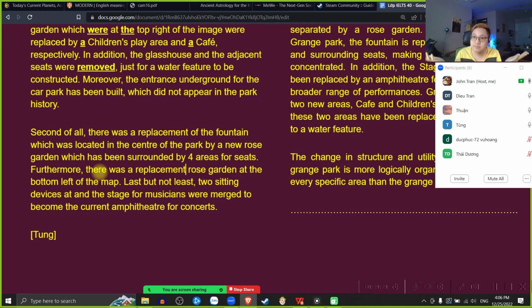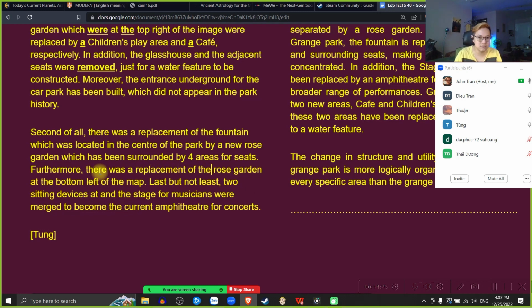There was a replacement. Đã có một sự thay thế của cái gì đó. Of the rose garden at the bottom left of the map, for example. Đã có một sự thay thế của cái rose garden ở phía trái bên dưới của cái map. Last but not least, to setting advice. You mean it's totally replaced? Of course it's replaced. Thay thế luôn mà. Nhưng mà thay thế bằng cái gì? Nếu thay thế phải nói thay thế bằng cái gì?